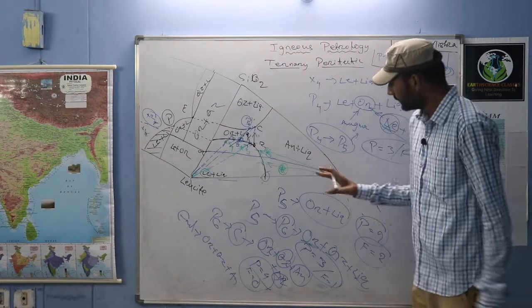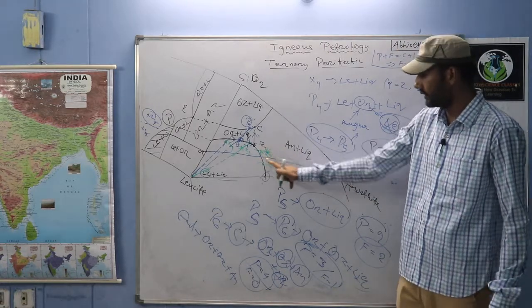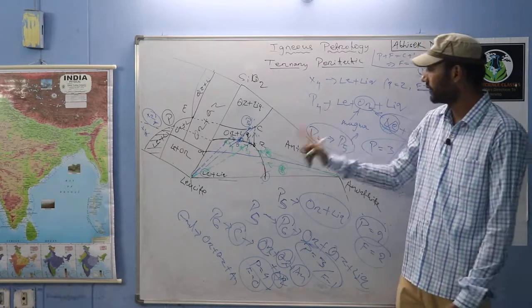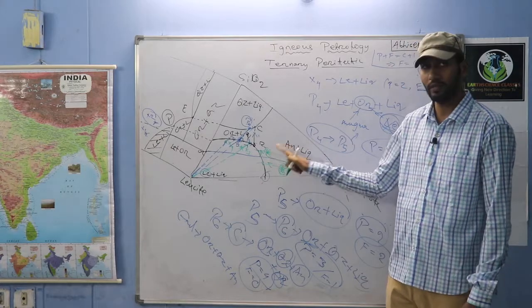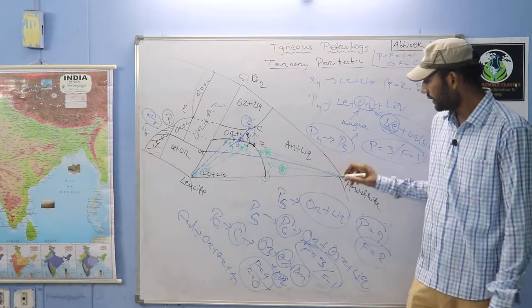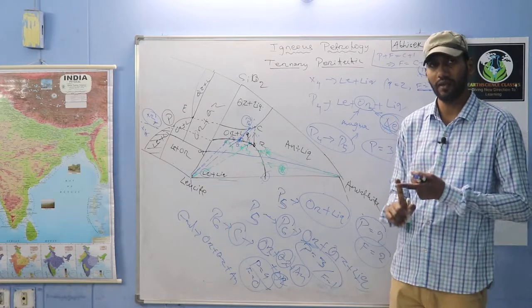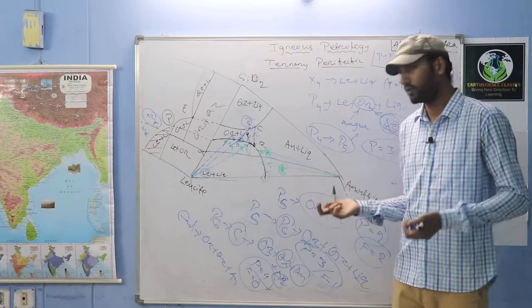So continuing here, if I am taking any composition here, what will happen? The first mineral to crystallize is anorthite plus liquid. Then the phase will become 2, because anorthite is one phase and liquid is one phase, so 2 phases. Degree of freedom becomes 2.